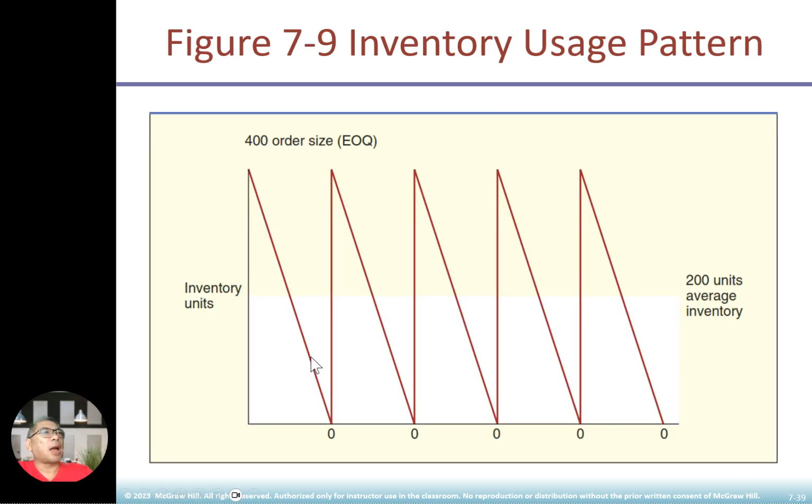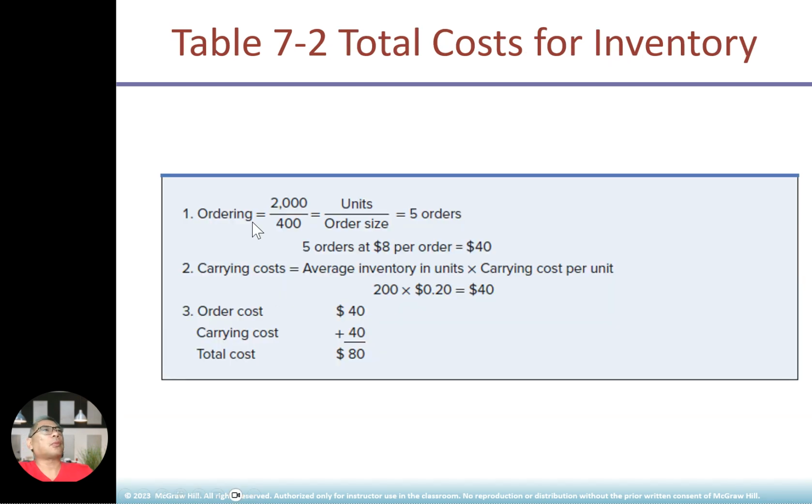All right, this is an example EOQ system, 400. On average, the order size is 200. This is a typical 200-unit average inventory based on a 400 order size EOQ. Total cost of inventory: ordering 2000 by 400 is 5 orders, at $8 each is $40. Carrying cost will be 200 times 0.2, which is 40. Ordering cost will be 40, carrying cost is 40, total cost is 80. This is how you calculate it.